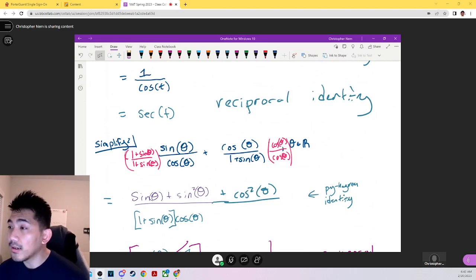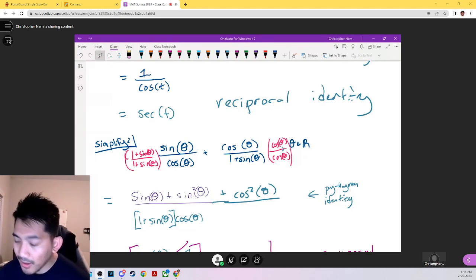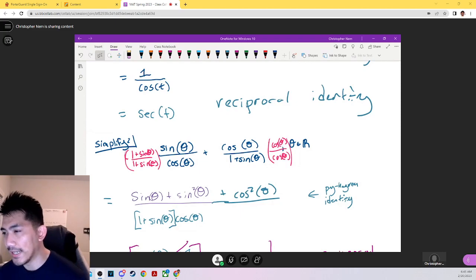And in this one right here, we notice that we have two fractions. We need to add them together. You got to be able to get common denominators. So that's what happens here, getting common denominators. Now, when I have common denominators, I can multiply the denominators out. I have 1 plus sine theta plus cosine theta.